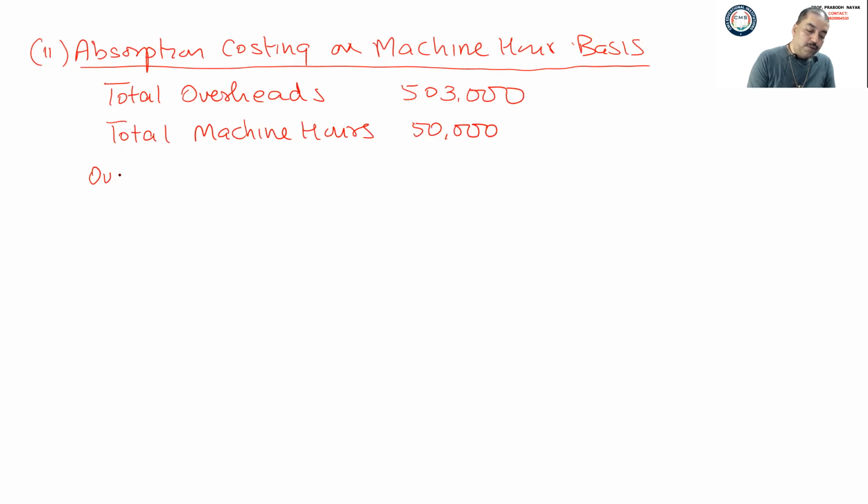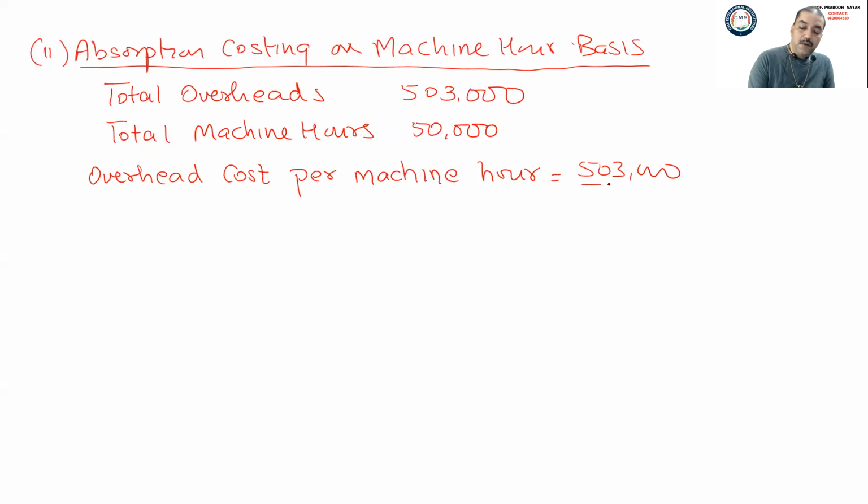So overhead cost per machine hour is equal to 5 lakh 3,000 divided by 50,000. That is 10.06 per hour.